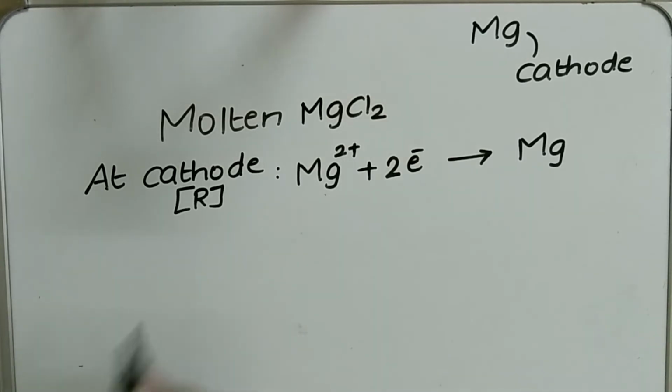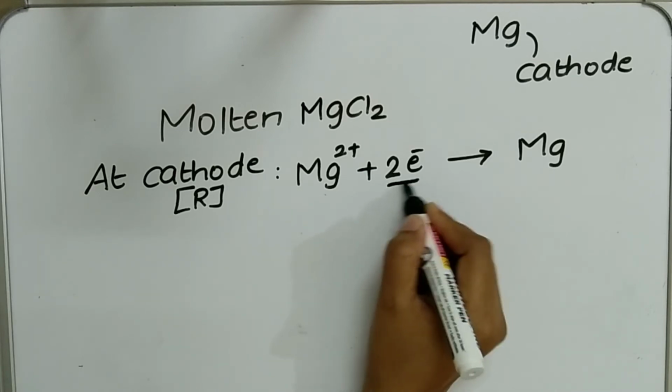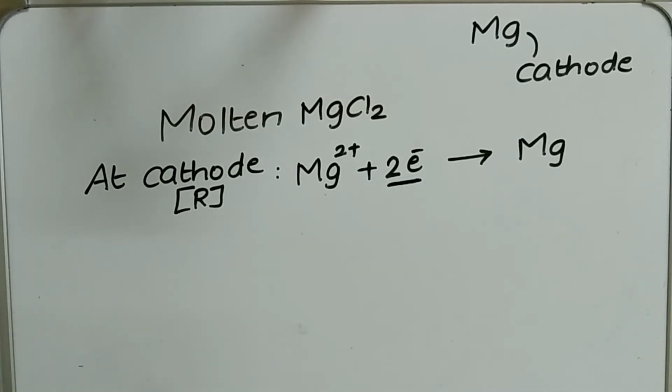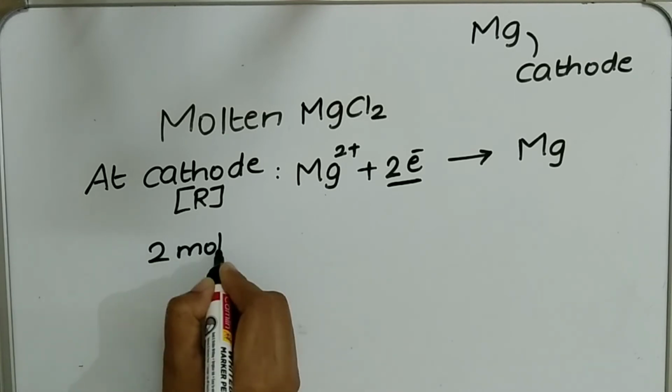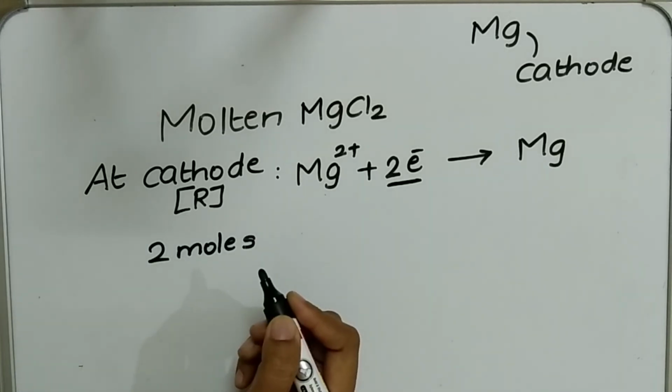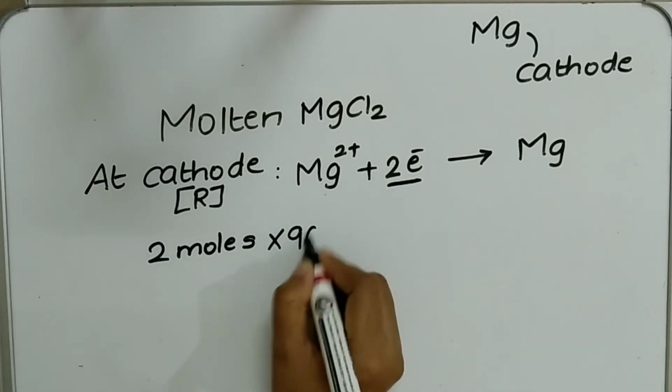Now write the general statement that I told you. How many electrons are there here? 2 electrons, right? So we will write it as 2 moles, or directly we can write it as 2 moles into 96,500.